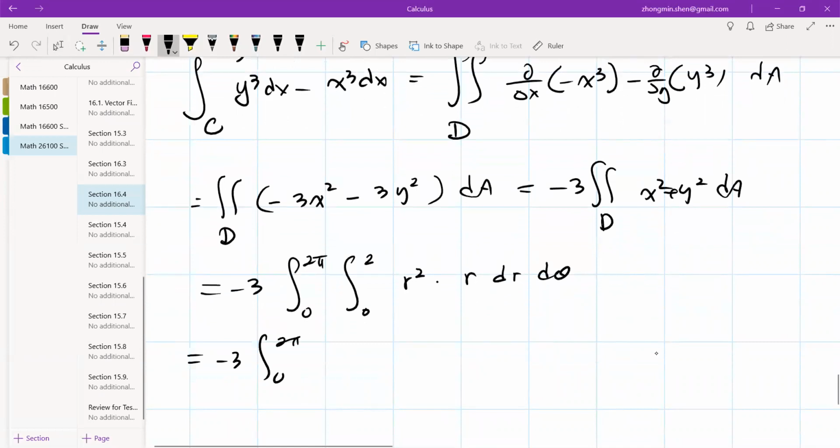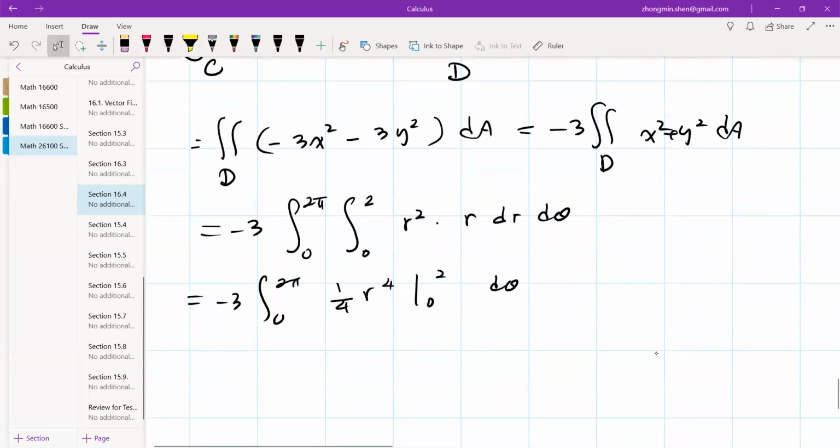So this is going to be r cubed. The antiderivative of r cubed is r to the fourth divided by 4, from 0 to 2, d theta. So it's going to be 2 to the fourth power divided by 4, d theta. Okay, that is going to be 4. So the answer is going to be negative 12.